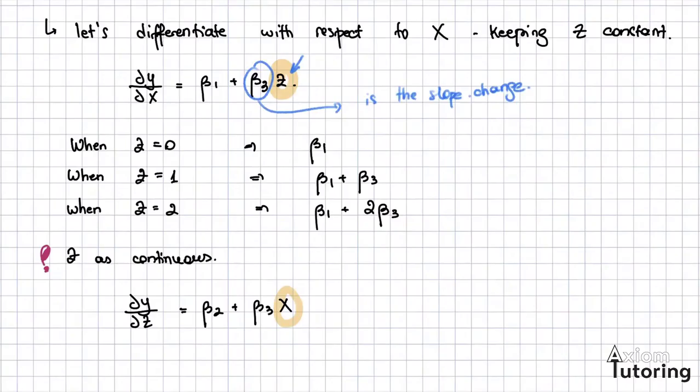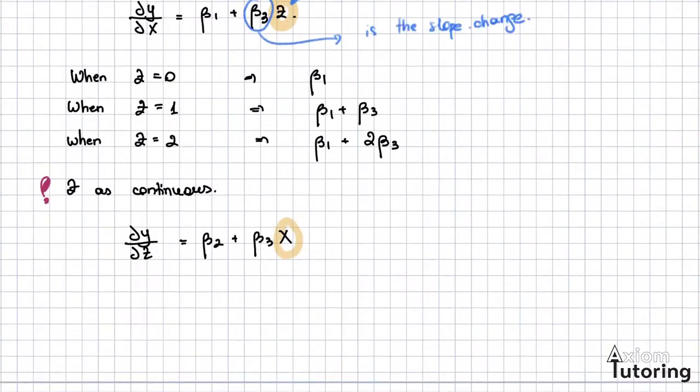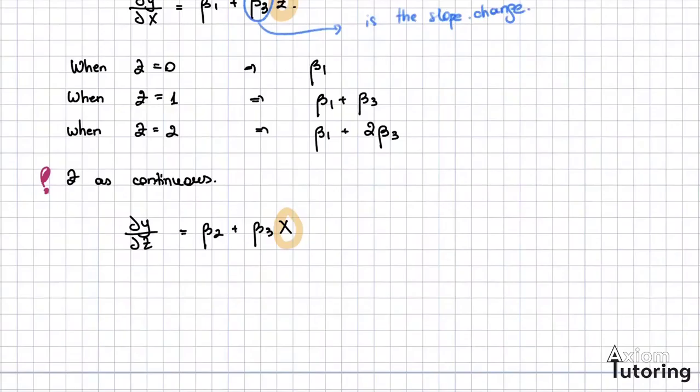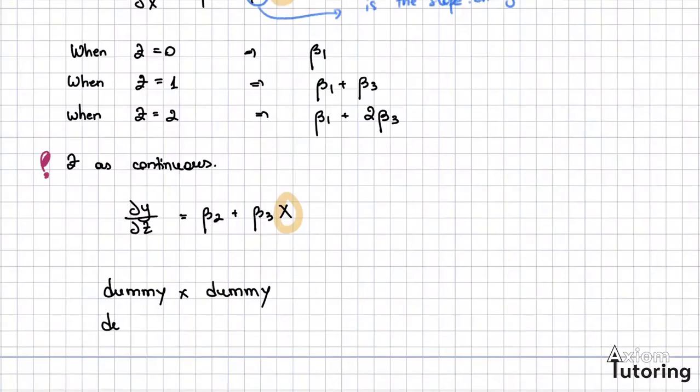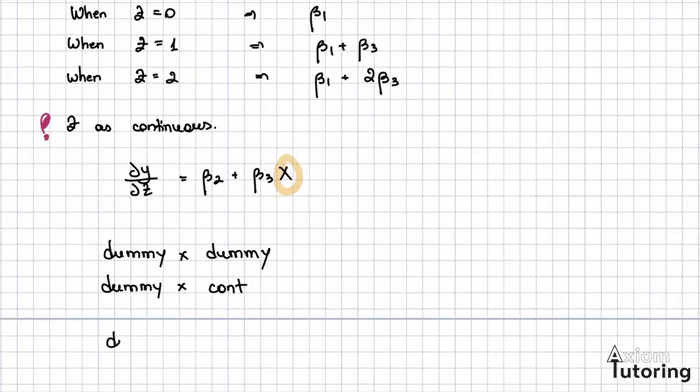Now, everything we'll do in the videos that will come next will show very special cases. We will see where we have an interaction of a dummy with a dummy variable. We'll see interactions of a dummy with a continuous variable, and we'll see the case of a continuous variable with a continuous variable. Okay, so all of these three cases are just special cases of this formula.